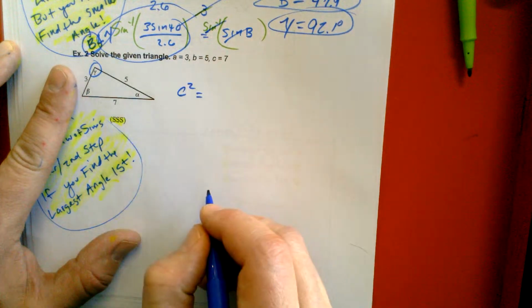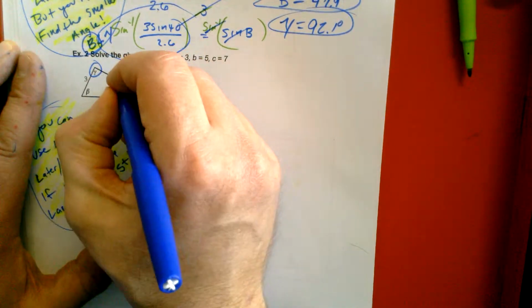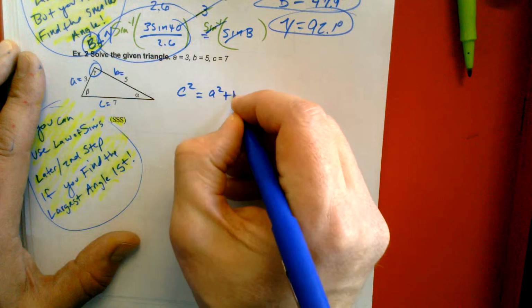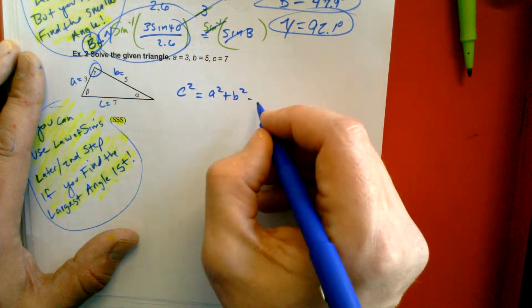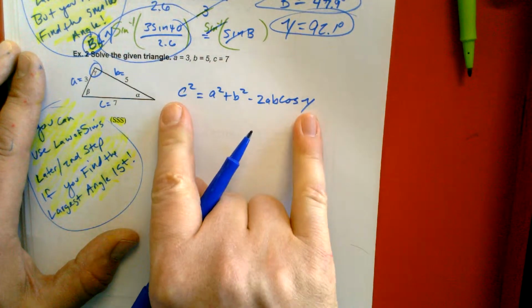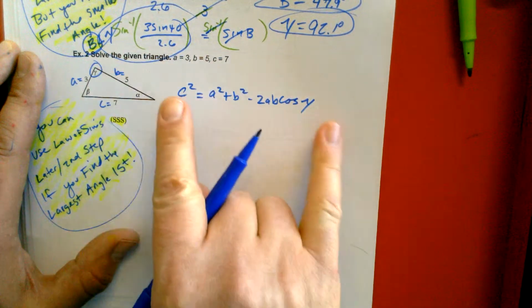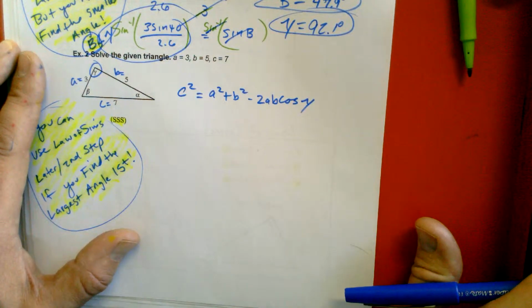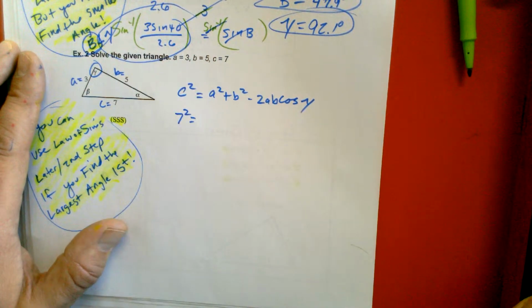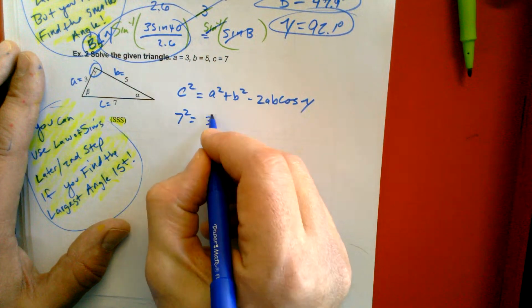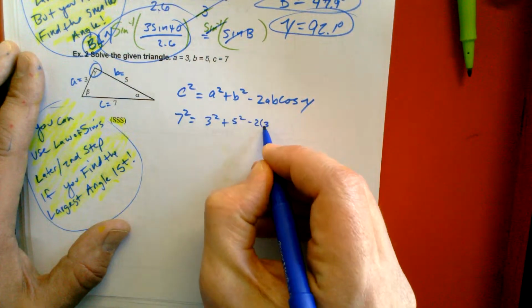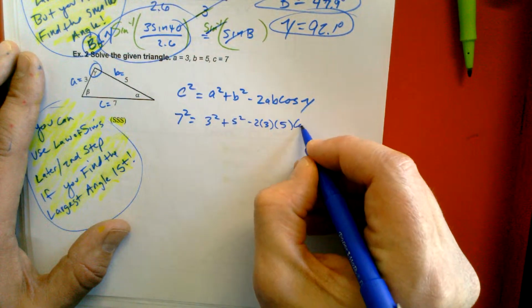I got c squared equals, so this is c. Across from beta is b. Across from alpha is a. If you want to put the sides there, you can. Using our formula, c squared equals a squared plus b squared, but then it's minus 2ab cosine of gamma. These two are at the bookends, right? They're across from each other. They're on the ends. Plug it in. C is 7, so 7 squared. A is 3 squared. B is 5 squared. Minus 2 times 3 times 5. And the cosine of gamma.